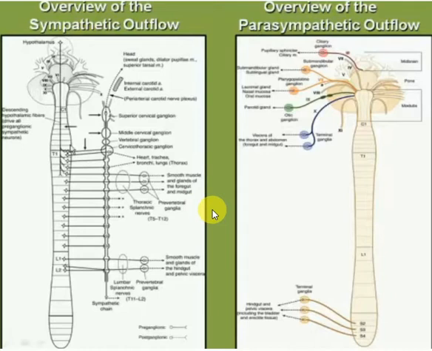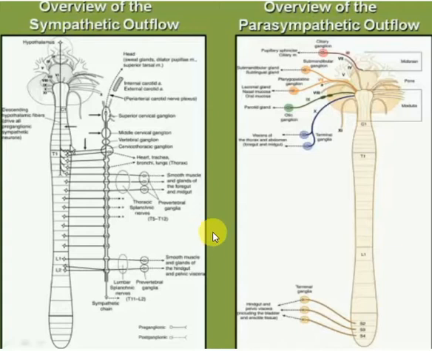They reach their target organs by a two neuron pathway. That is the second point. One of the neurons, the first neuron, has its cell body in the central nervous system, and the second neuron has its cell body in the peripheral nervous system or the ganglia. And this is true both for the sympathetic as well as the parasympathetic system.